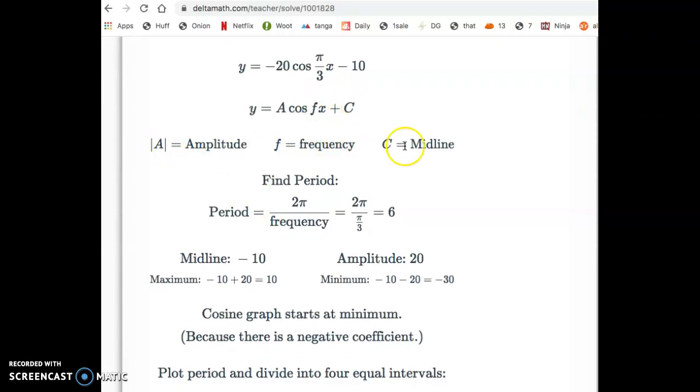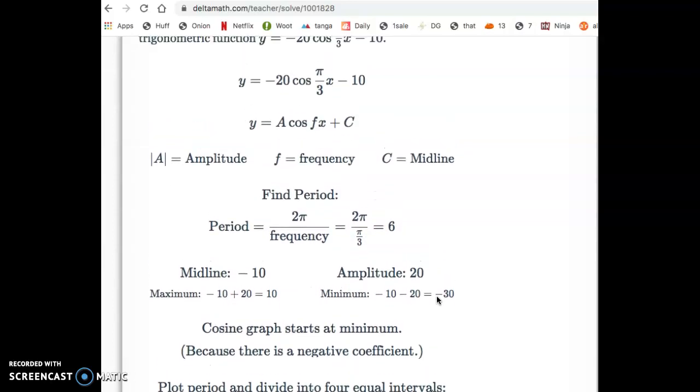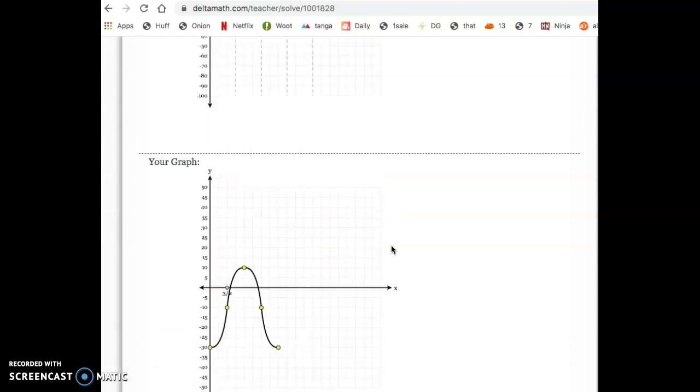Amplitude, your frequency, we call it B. Midline, 2 pi over the frequency is here. That's how we figured out the 6. And the max, the min. It doesn't show the interval, but it's the period divided by 4. And that's how we figure out where it goes on the x-axis. How awesome is that? Alrighty.